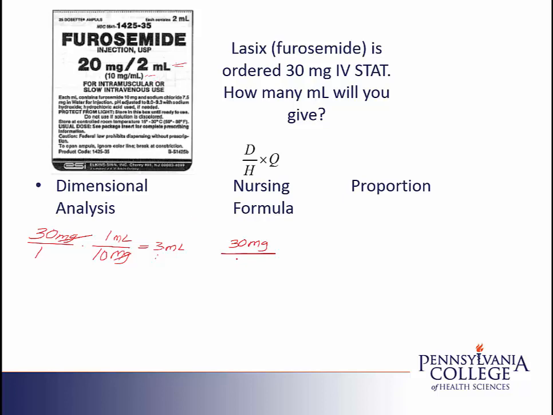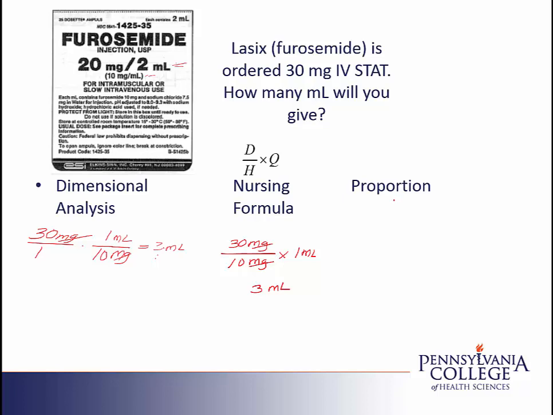So we have 10 milligrams, and that is in a quantity of 1 milliliter. The labels of milligrams cancel, which is essential for the nursing formula, and so 30 divided by 10 times 1 is again 3 milliliters. The final option to solve this problem is to use a proportion.